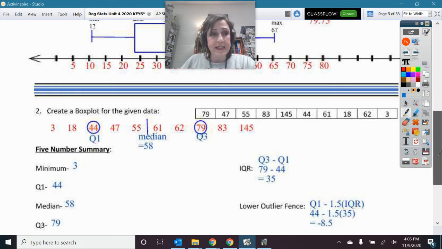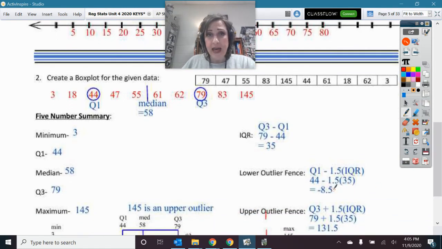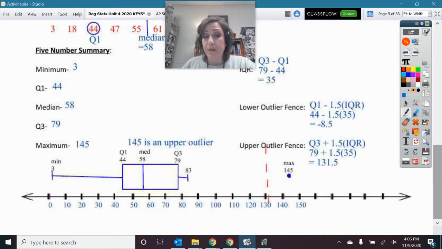That put the lower fence at negative 8.5. So this lowest piece of data, negative 3, is not below the lower fence. You have to have data below the lower fence to be a lower outlier, or above the upper fence. And so 145 is above the upper fence, so it's an outlier.